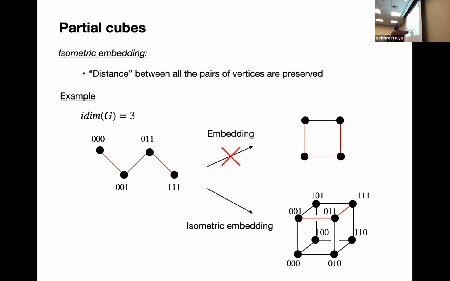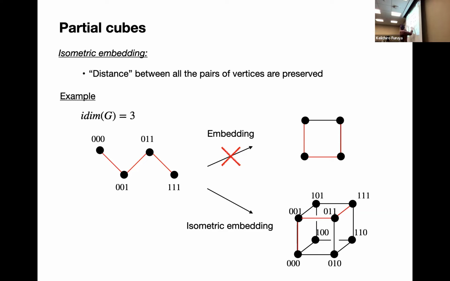So this is an example of the graph G, labeled with 0,0,0, 0,0,1, 0,1,1, 1,1,1. And this graph has isometric dimension 3. Let's see how this can be embedded into the 3D cube, but not the 2D square. It can be embedded into the 2D square if you ignore the distance of every pair.